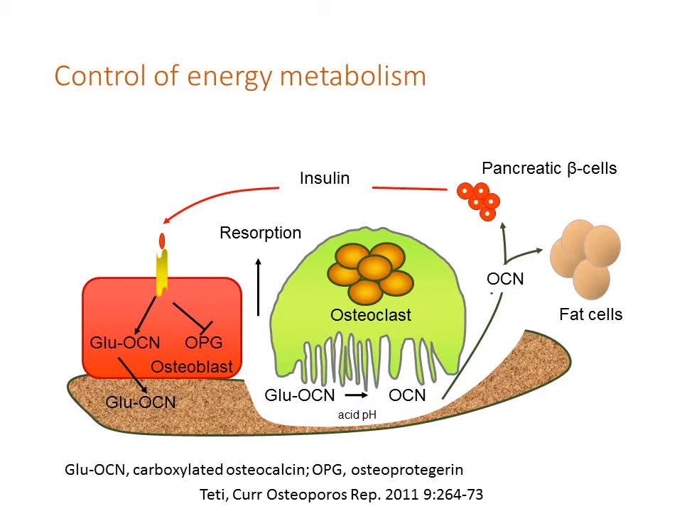At the same time, the receptor inhibits the production of the anti-osteoclastogenic protein osteoprotegerin. In this condition, bone resorption is enhanced, the carboxylated osteocalcin is released from the bone matrix into the resorbing lacuna, and at the acidic pH it is decarboxylated, enters the circulation and becomes a hormone. This hormone increases the sensitivity of fat cells to insulin and stimulates the beta cells of the pancreas to produce more insulin.